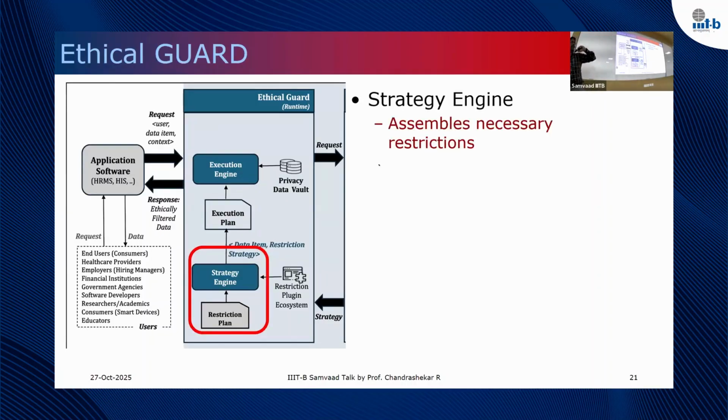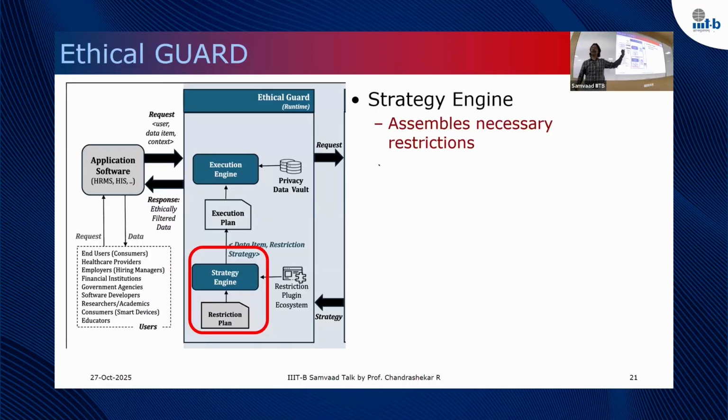Let us think about the ethical guard itself. The guard is the strategy engine, which is actually doing the work. The strategy engine will take the restriction strategy that it has received based on the what, why, and who, and it will say, okay, you use this particular algorithm for this particular attribute, this is the level of access given for this attribute. All of that, it will prepare into a specific restriction plan. If you are familiar with DBMS, data query processing, this is equivalent to the query plan.